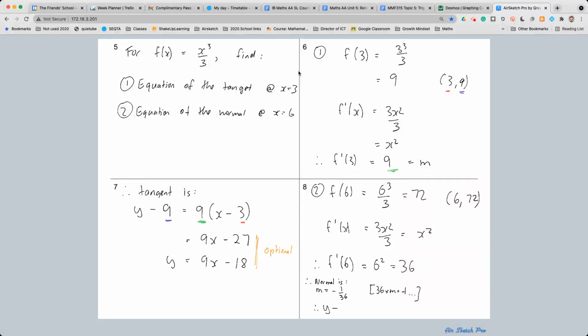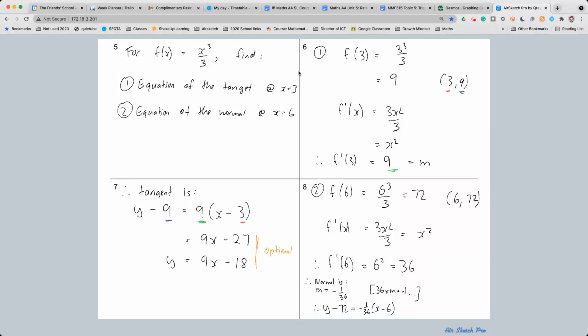Therefore, y minus 72 is equal to minus 1/36 of x minus 6. And because of room, I won't put it into general form, but that's basically the equation of the normal. What do you think, guys? The rest is rinse and repeat.